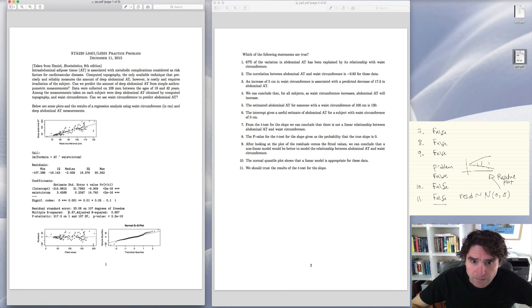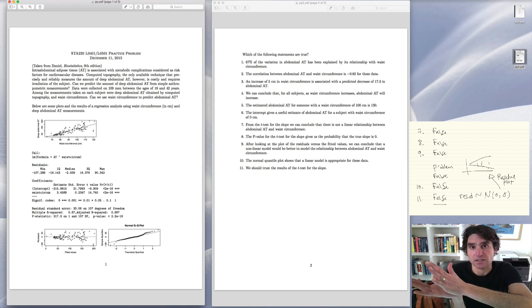Number 9: after looking at the plot of the residuals versus the fitted values, we can conclude that a nonlinear model would be better to model the relationship between abdominal AT and waist circumference. This is false. There is a problem with the residual plot, but it's not an indication of curvature. The problem is that you can see here in the residual plot that the residuals are increasing as the fitted values are increasing as well. So it's fanning out in this kind of shape.